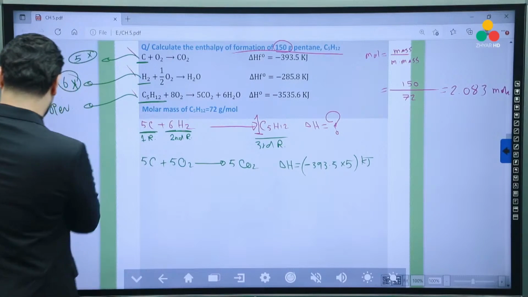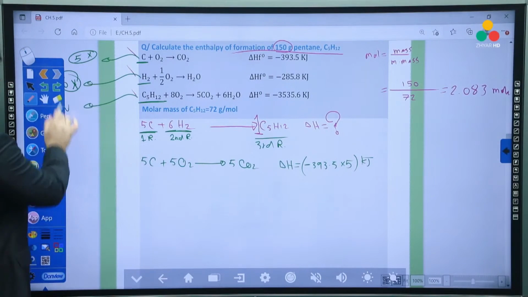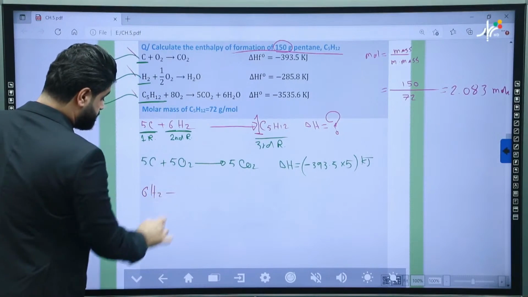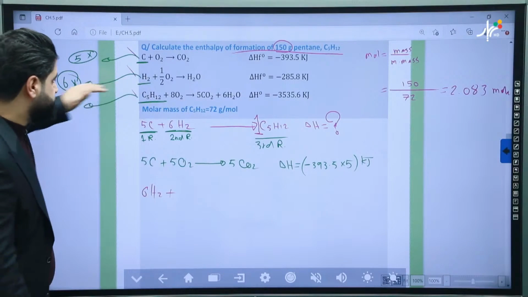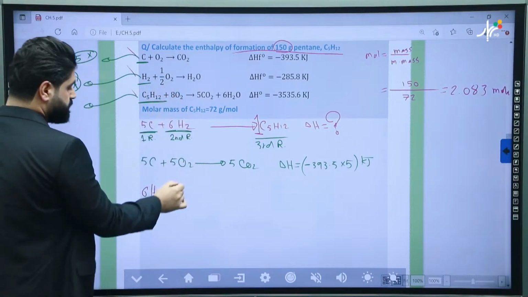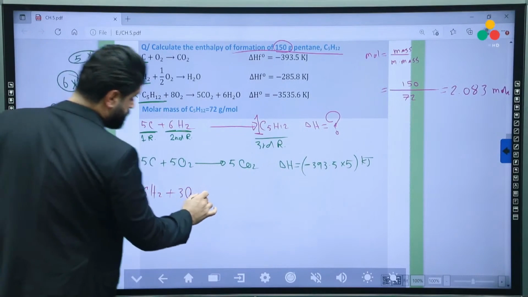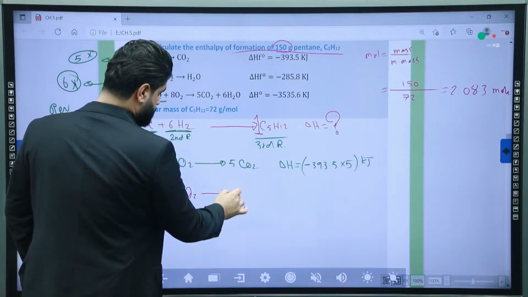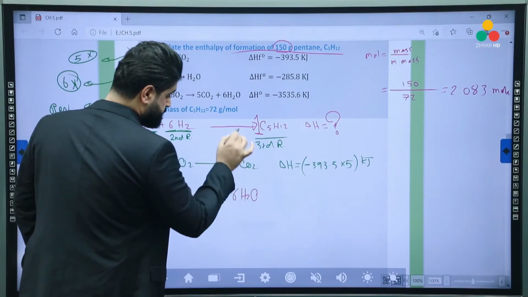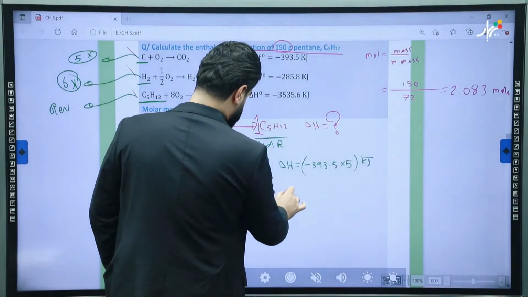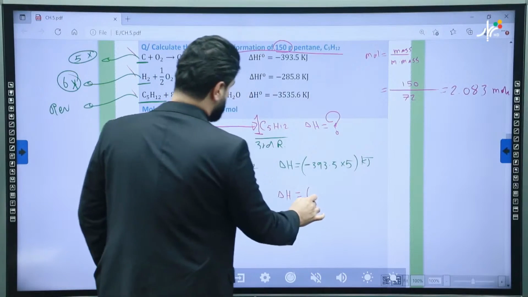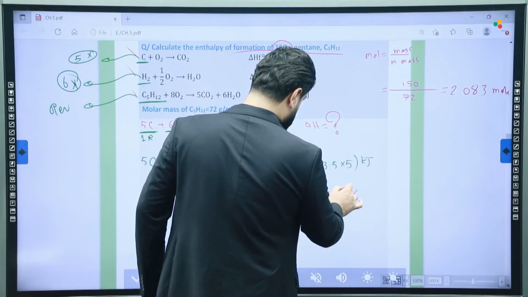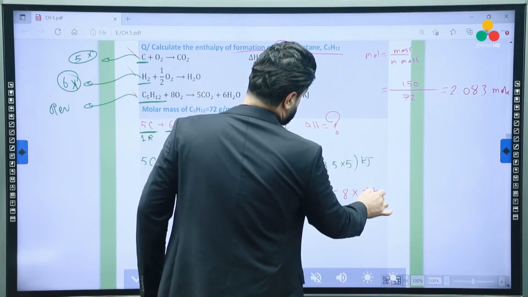The second one must be multiplied by 6. So it will be, well, I have to use another color. Look, 6 hydrogens. Okay, 6 hydrogen because we have multiplied by 6. And half times 6 will be 3. 3 O2 producing 6 H2O molecules. And delta H must be multiplied by 6 also. Negative 285 times 6 kilojoules.